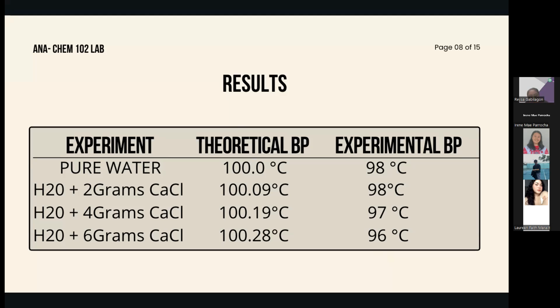But I have checked this one, like the percent of IC. The theoretical boiling points are correct here. Do not forget to compute first for the molality. Molality is moles of solute over kilograms of solvent. So for example, 2 grams. This is calcium chloride. Wait, where is my pen?